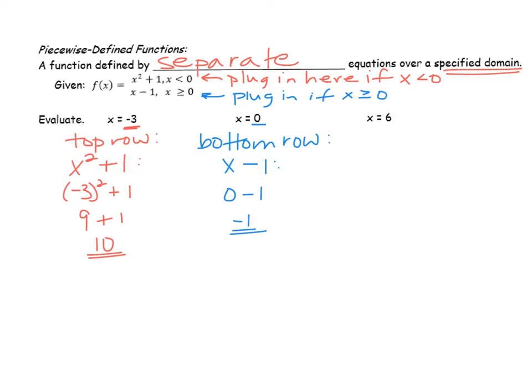Now for that last one, x equals 6. 6 isn't less than 0, so we're not going to plug it into the top row. 6 is greater than or equal to 0. That's true. So we'll plug it into the bottom row. Now you don't have to write top row, bottom row. That's fine. Just make sure you know which row to plug it in to get your correct result. X minus 1 would be 6 minus 1, which is 5. And that's working with finding piecewise defined values in functions.